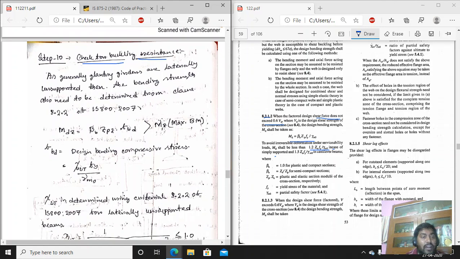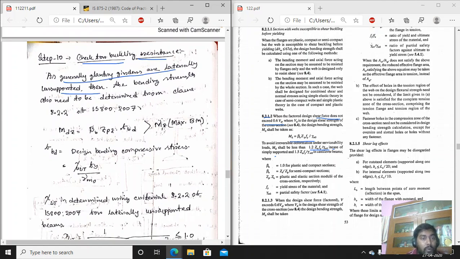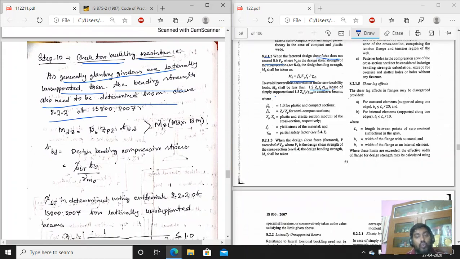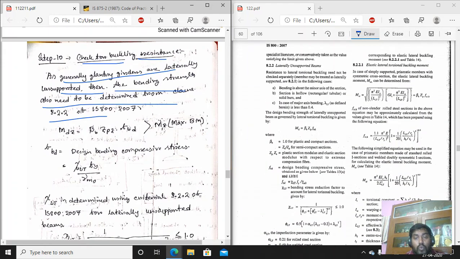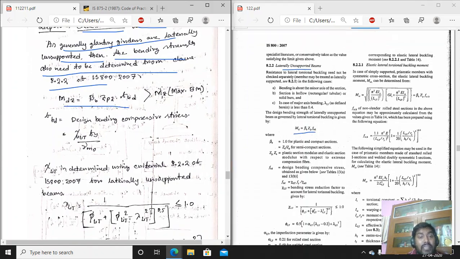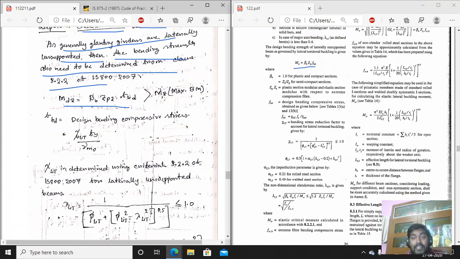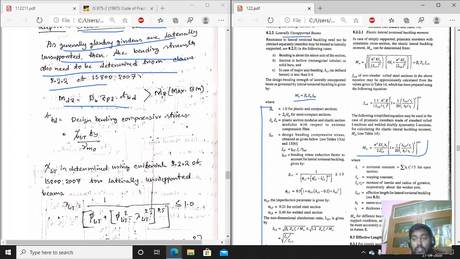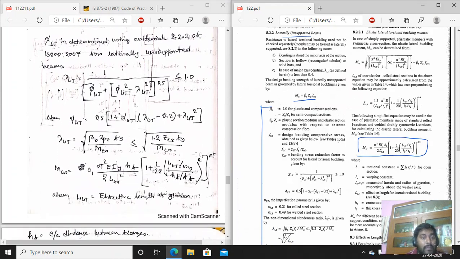As the gantry girders are generally laterally unsupported, the bending strength also needs to be determined from clause 8.2.2. Let us go to 8.2.2. For laterally unsupported beams, we have to calculate MDZ from that formula: MDZ, beta B, ZPZ, FBD. I think you all know how the FBD is determined by these formulas. I have written all that here for your better understanding.